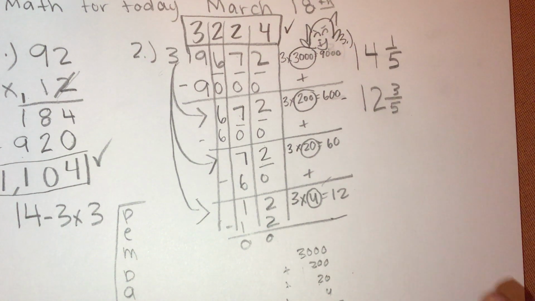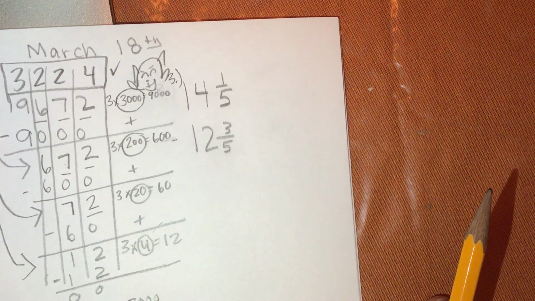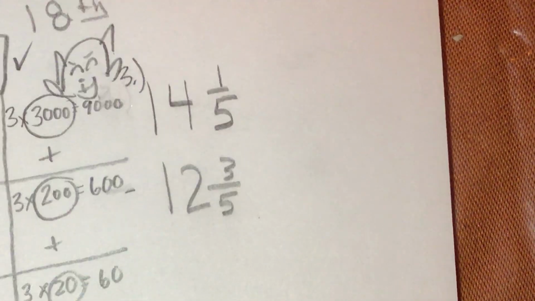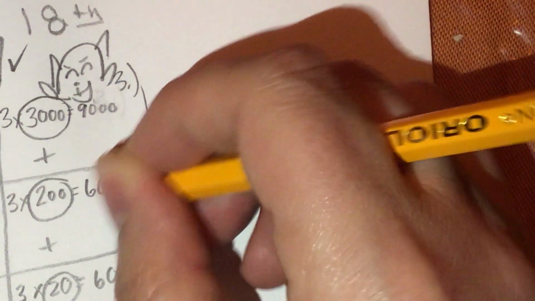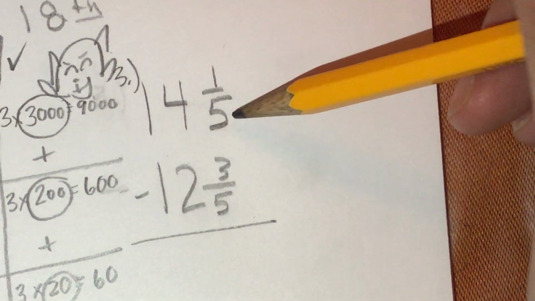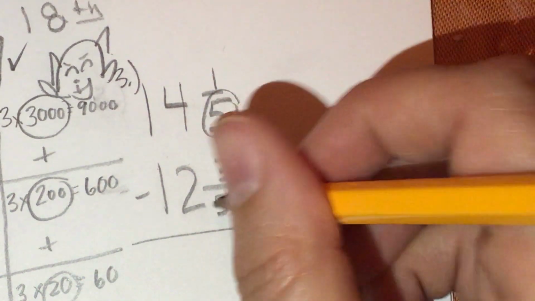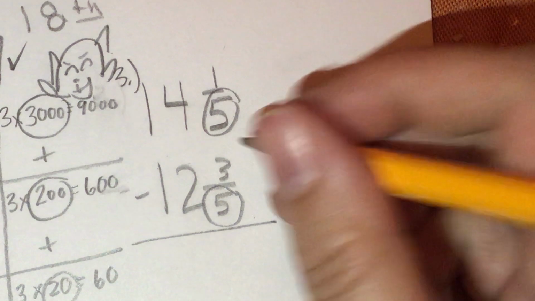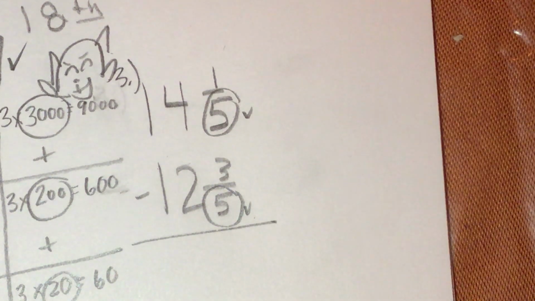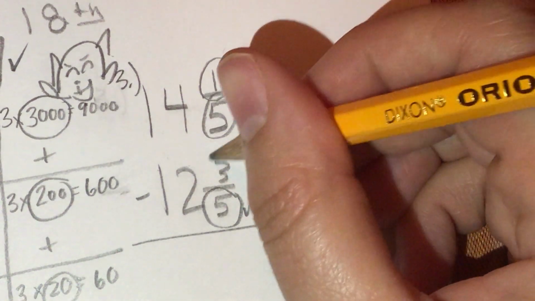Okay, let's go ahead and move over to this fractions problem. I'm going to zoom in a little bit so you can see it more clearly. So I have 14 and 1/5 minus 12 and 3/5. My first question is, looking at my denominators, are they the same? Yep. Now I need to look at my numerators. I have 1 minus 3.